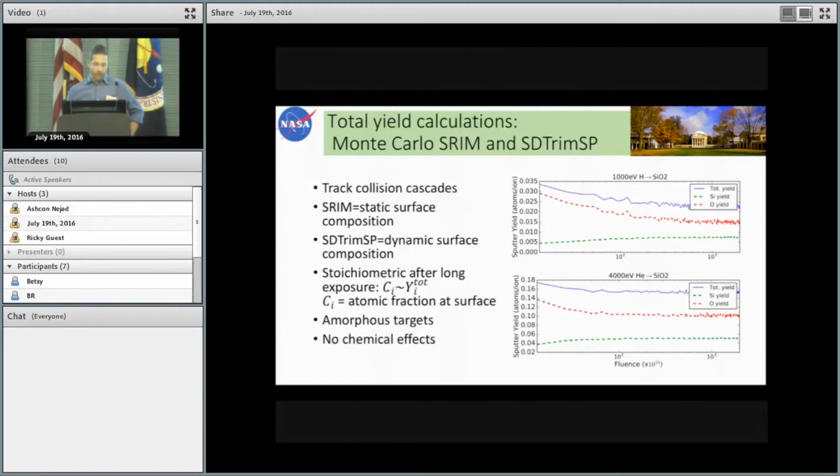And so another important constraint of these programs is that they're looking at amorphous targets, whereas in space you might have crystalline minerals as well as amorphous mixtures, and they don't take into account any chemical effects, which could be important as well.